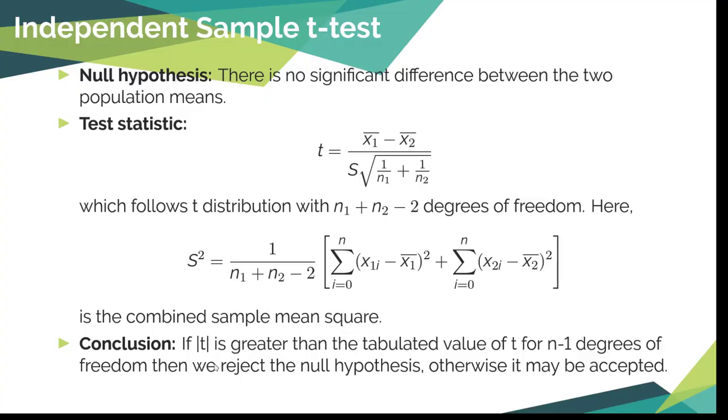The next test is independent sample t-test. Similarly, here also we have to decide the null hypothesis first. So here the null hypothesis is that there is no significant difference between the two populations, right? What happens in independent sample? In our previous example, we were given data related to only one sample, but independent sample is when you have two different samples.